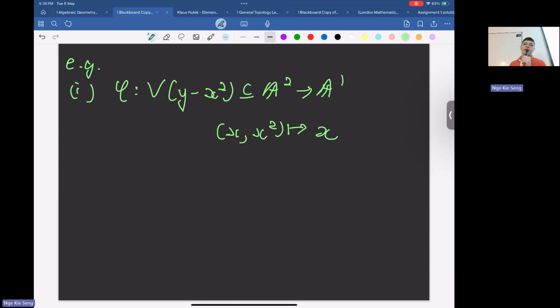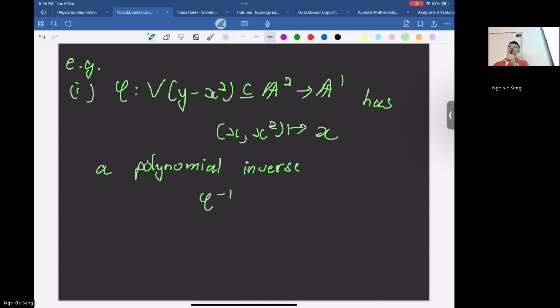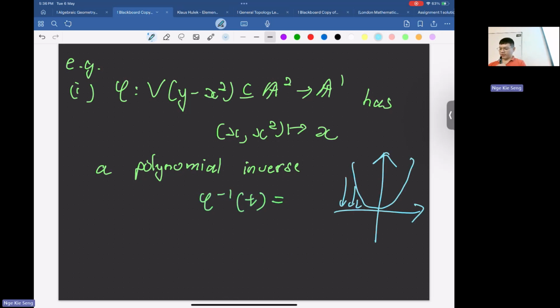Okay, the claim is you have the polynomial inverse here. What's this inverse? You need to go backward. Meaning if I give you x, can you reproduce the whole curve or not? We have a curve like this, y equals x squared. I project it down to the x coordinate. Can you reproduce the other coordinate, the other point or not?